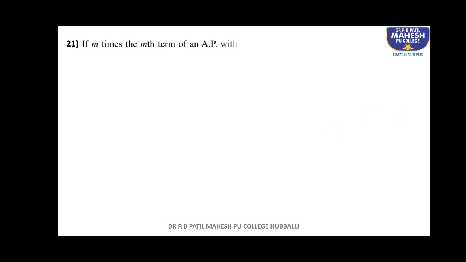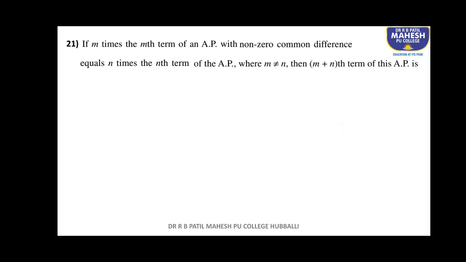Question number 21. If m times the mth term of an AP with non-zero common difference equals n times the nth term of the AP, where m is not equal to n, then the (m plus n)th term of this AP is: option A, m plus n times mth term; option B, 0; option C, m plus n; option D, minus of (m plus n). Let us see the solution of this question.